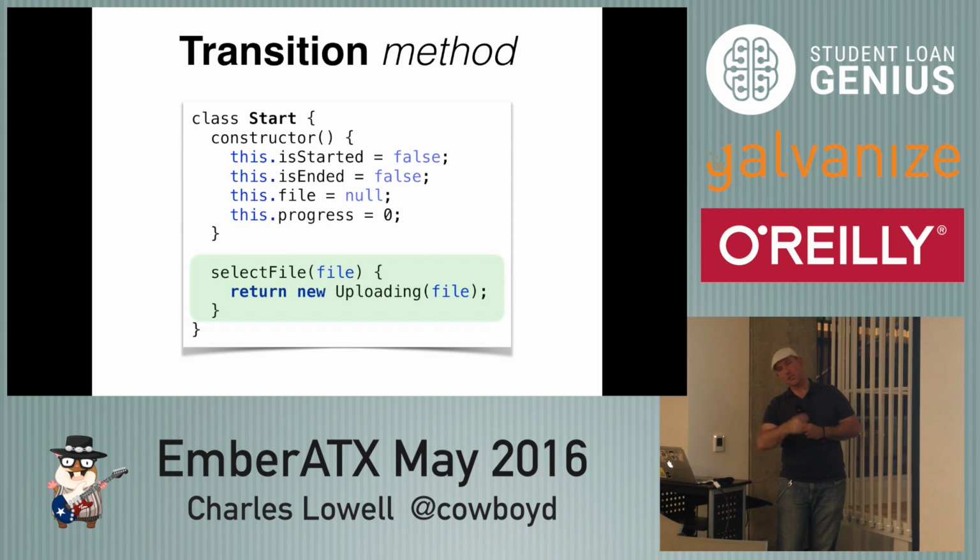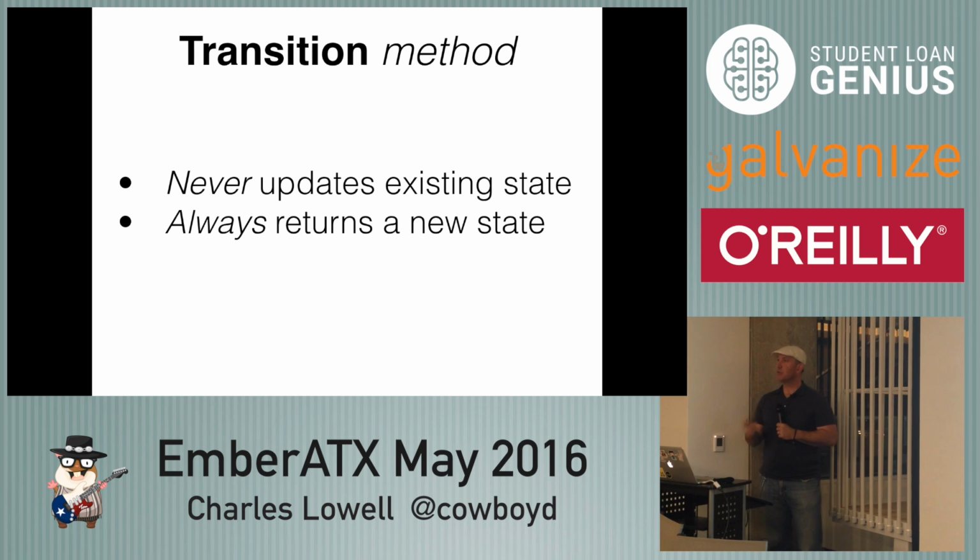So we take that transition, and in this case, this is the transition when we receive a file, and we generate a brand new, fresh state from it. And it's going to return a new instance of our uploading state, which, of course, we have not written yet, but we will. Now, there's something to recognize in this transition method. Take a good look at it right there, because it is immutable in the true sense of the word.